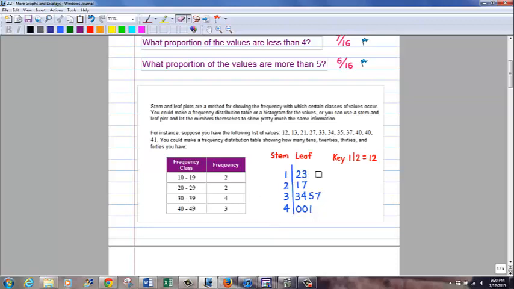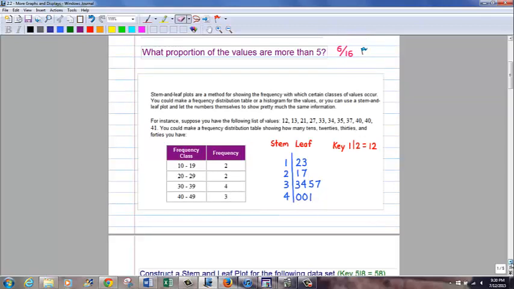Now the number of leaves tell you this. We didn't need this frequency diagram, but the frequency of 2 meant there are 2 leaves here, 2 for the next one, there's 2, 4 leaves here, and 3 leaves there. Let's come down here.